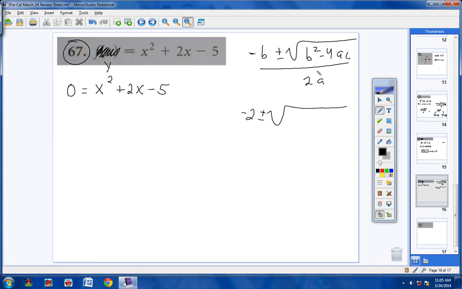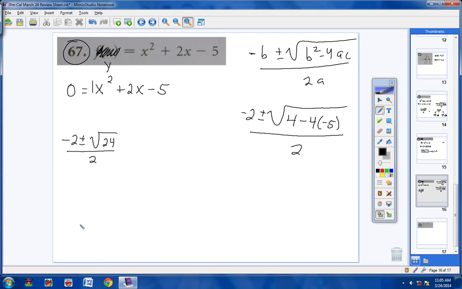Okay, the square root of b squared. Well, b is 2, 2 times 2 is 4, and then minus 4ac. A is 1, c is negative 5, 1 times negative 5 is negative 5. All over 2a, 2 times 1 is 2. All right, now we're going to simplify the radicand right here. So I would have negative 2 plus minus the square root of 24 all over 2.